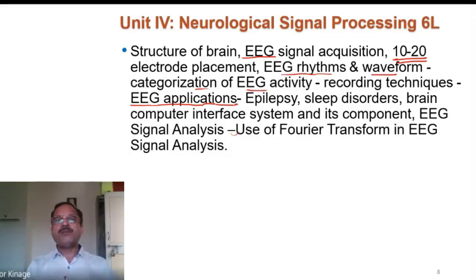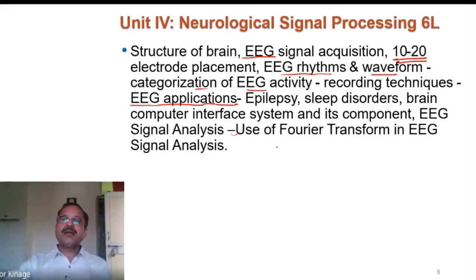What are the abnormalities in our brain, the normal functioning of our brain, or are there any disorders like epilepsy or sleep disorders? These types of disorders can be predicted by processing EEG signals. Then, what is the brain computer interface system and its components? How to interface the computer with our brain?